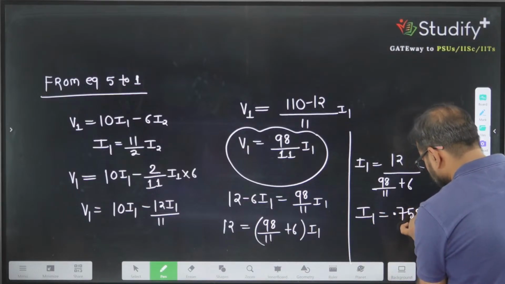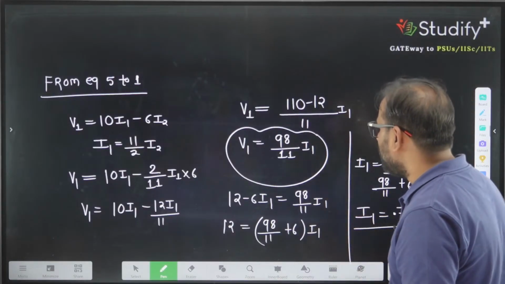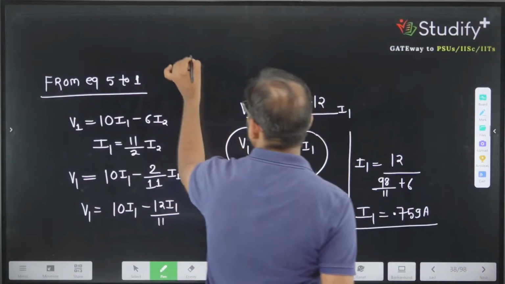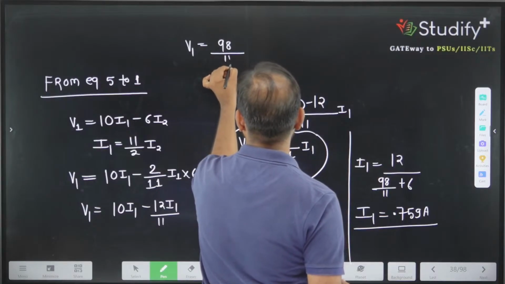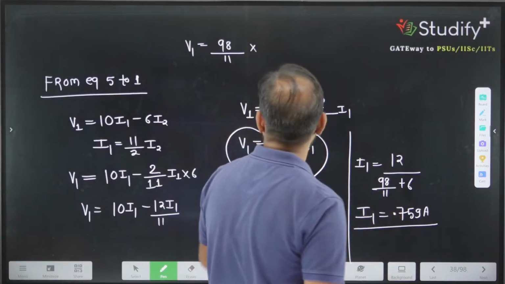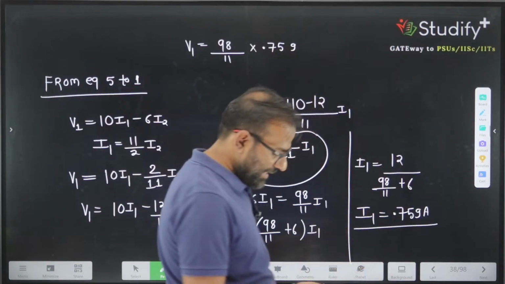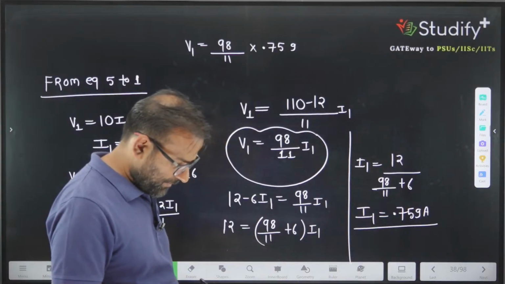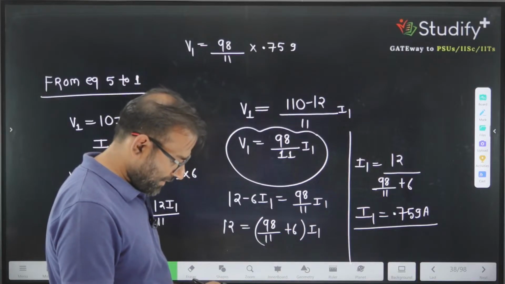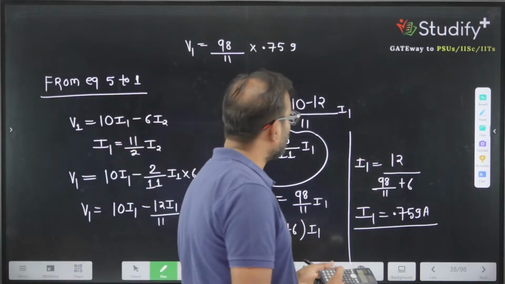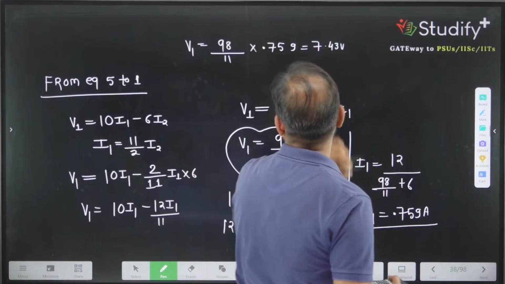0.759 ampere. If the value of I1 is known, we can find the value of V1. The value of V1 is 98 divided by 11 times I1, and I1 is 0.759. So 98 by 11 into 0.759, this value is 7.43 volt.